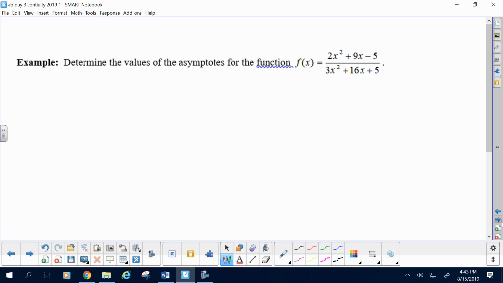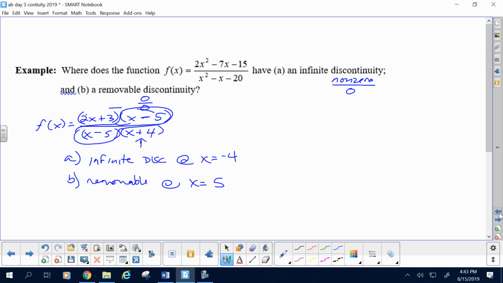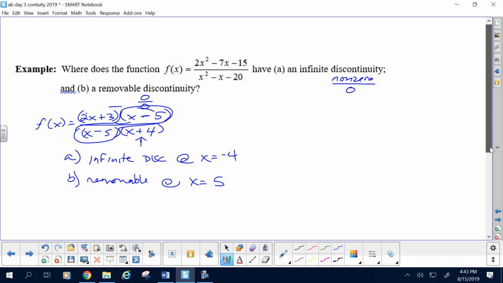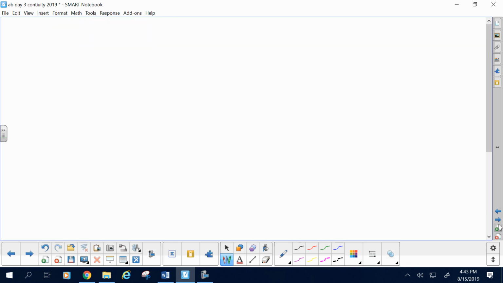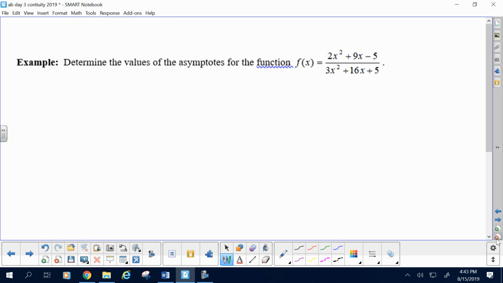Let's try. I want to make sure I didn't skip any. Okay. I just added a page. Okay, sorry. So let's try this one. Determine the values of the asymptotes. Okay, now this means vertical, which we're going to use that skill we just did, and horizontal. Horizontal, you're going to need to go back to yesterday, and that's end behavior.